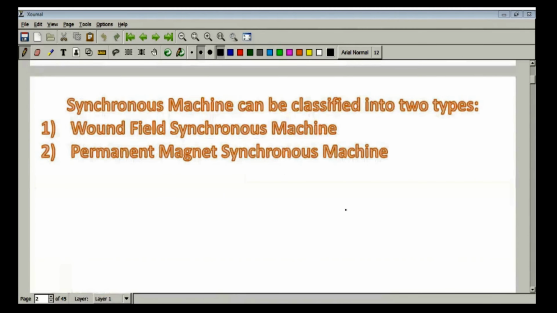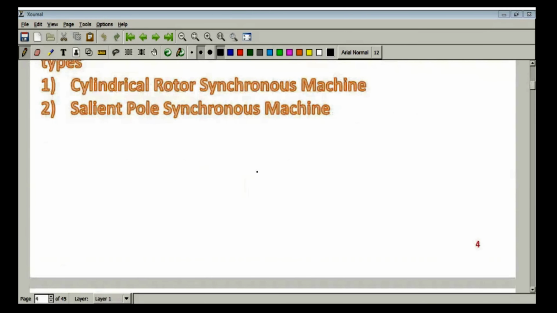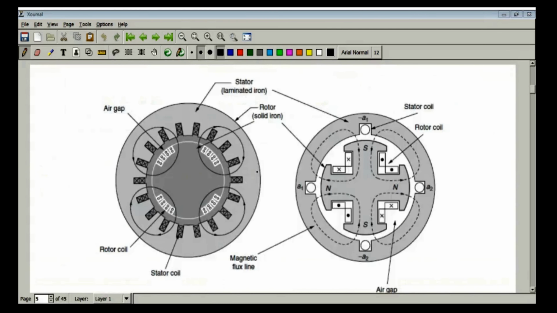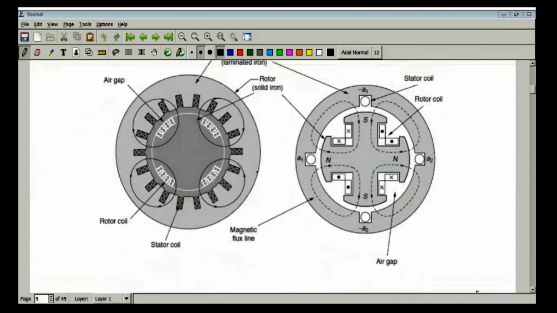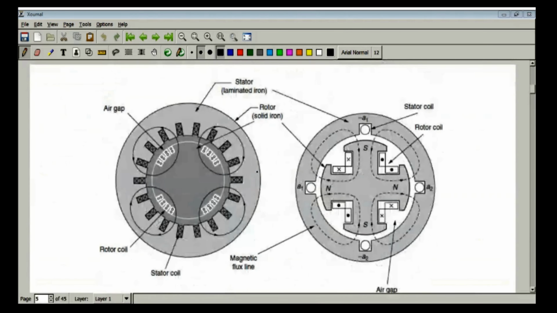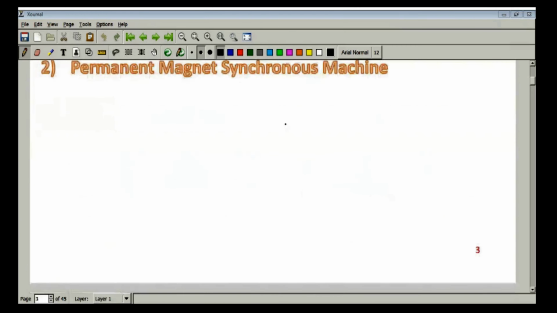So you see, synchronous machine can be classified into two types. First of all, number one is your wound field synchronous machine, another is a permanent magnet synchronous machine. So what is the meaning of wound field synchronous machine and what is the meaning of permanent magnet synchronous machine? Wound field means that you can expect field windings are placed over the rotor. So there will be a field winding present in case of wound field synchronous machine.